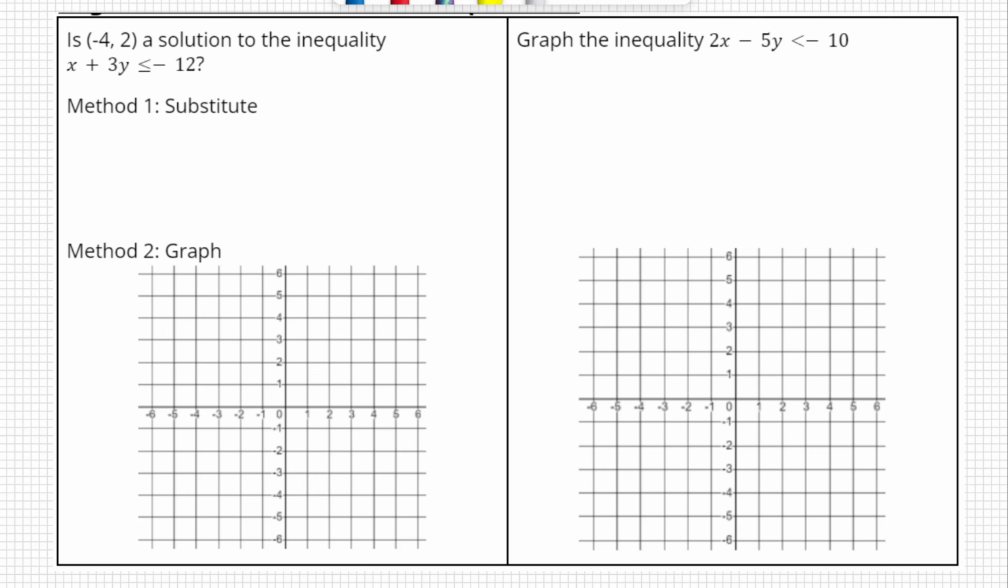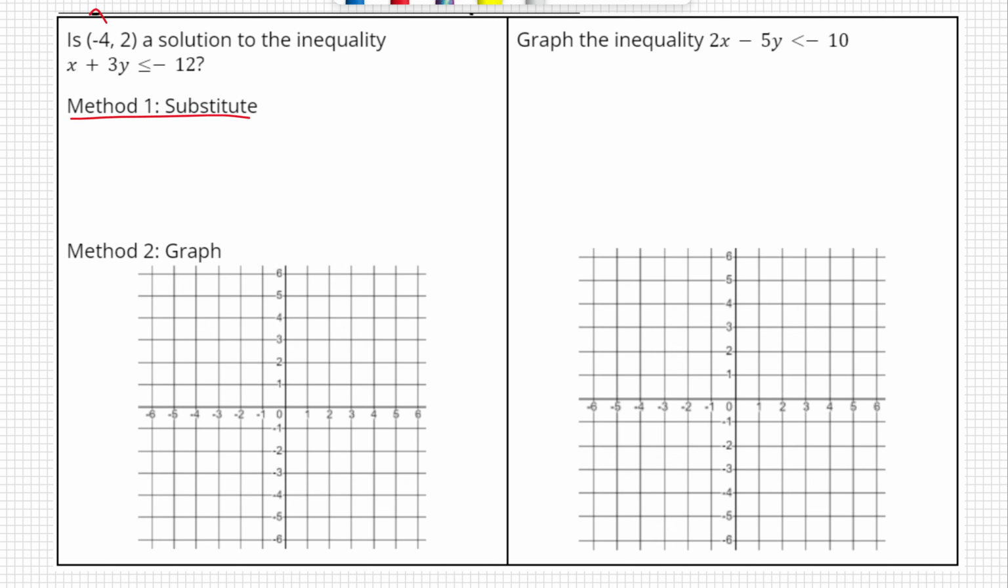These are the video notes for linear inequalities. Looking at the first example, we are given a point and then asked if that point is part of a solution to the inequality x plus 3y is less than or equal to negative 12. There are two different ways that we can confirm if this is a solution. One way is to use substitution.